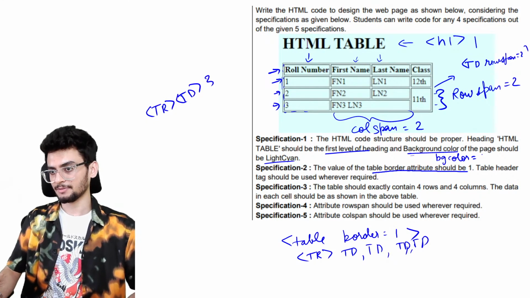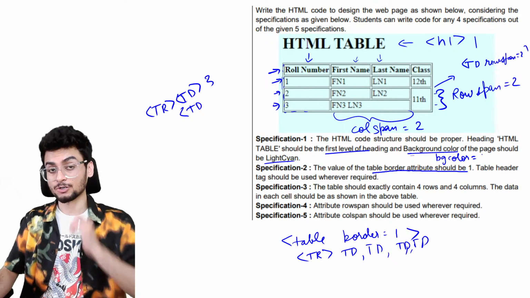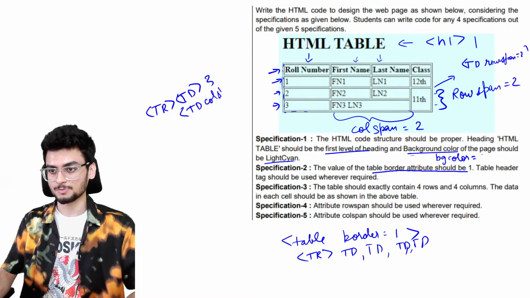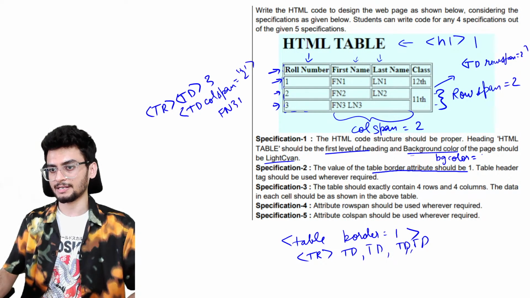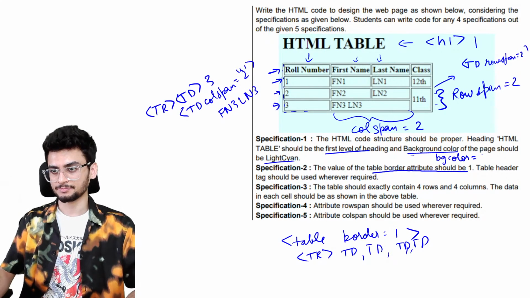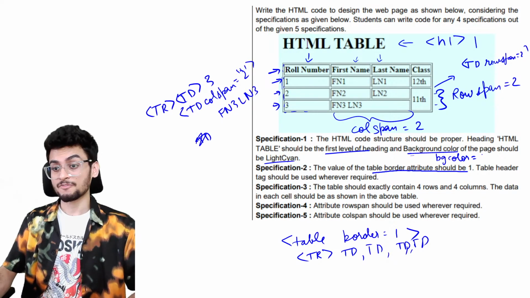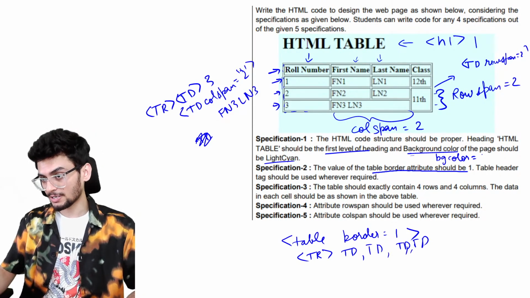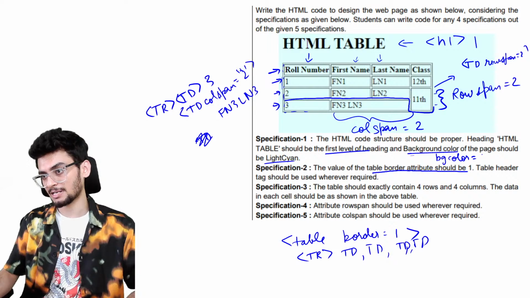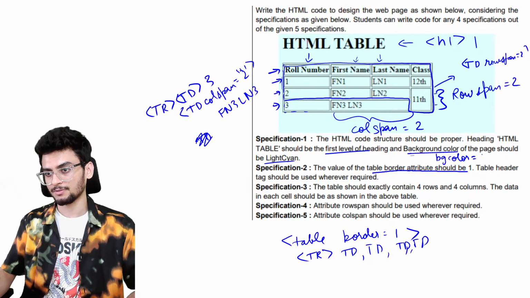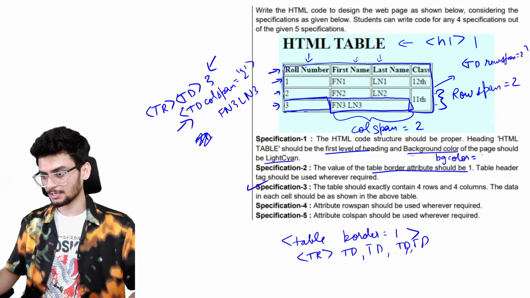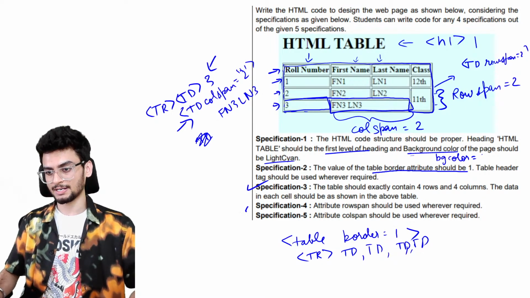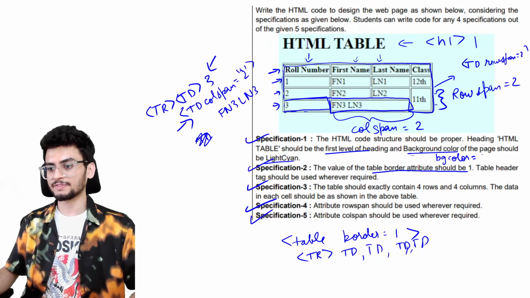ठीक है. TD में मैंने लिखा 3, then again TD, but it is spanning across 2 columns. So what I say is col span is equal to 2, and यहाँ पर मैंने लिख दिया FN3 LN3. After this we won't be using anything because we have already created the table like this. आपका इतना टेबल ऑलरेडी क्रिएट हो चुका था, and this thing will be covered by TD col span. ठीक है. What is the next thing? Even this is done. Attribute row span should be used wherever required. Even this is done. So all of these specifications are done.